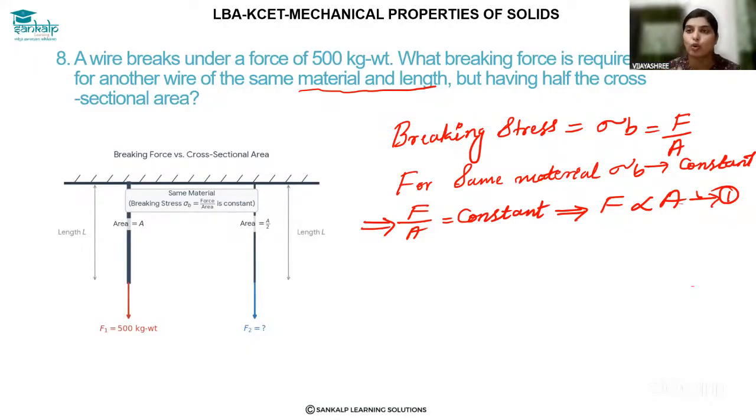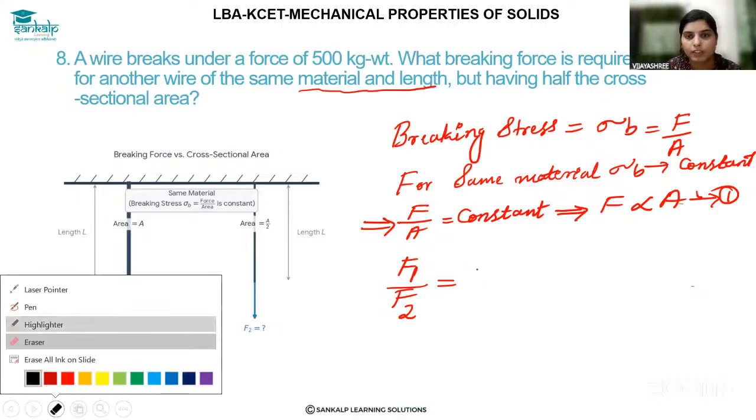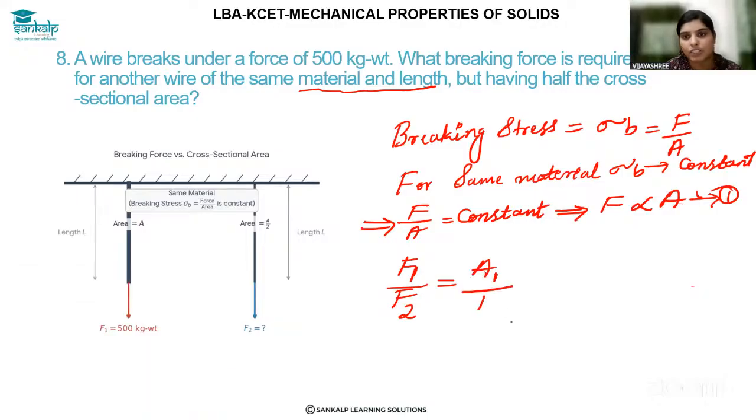So force is directly proportional to area of cross section, so the breaking force of the first wire divided by the breaking force of the second wire, can we write like this, cross section area of the first wire divided by cross section area of the second wire? Yes, we can write like this, because force is directly proportional to area, right?